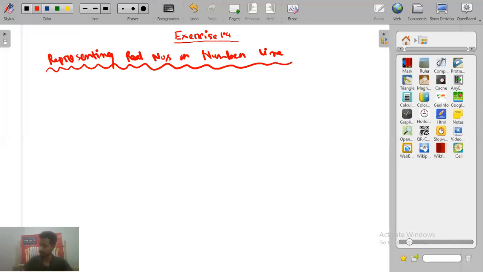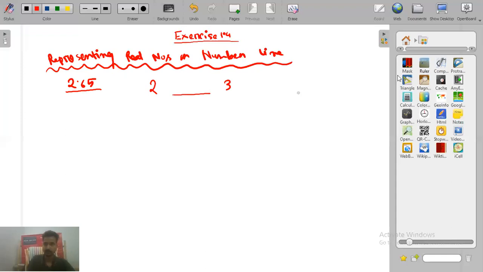See page number 15. Suppose you are asked to plot 2.65 on the number line. So how can you plot? Whenever you are asked to plot these things, the first thing that should come to your mind is that 2.65 lies between two numbers. Yes or no? That is 2 and 3.